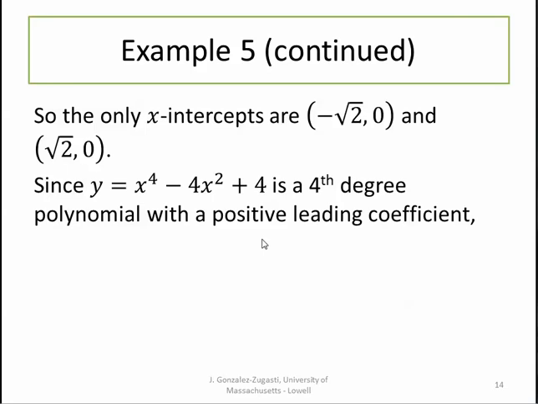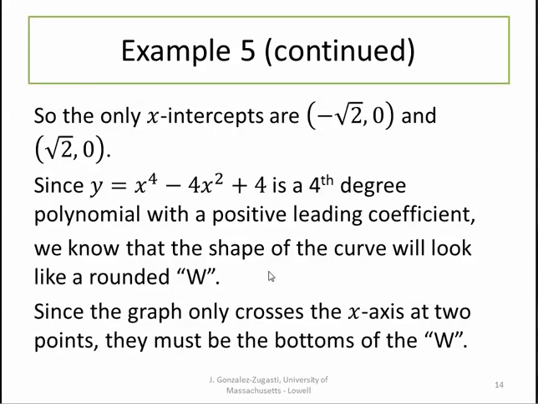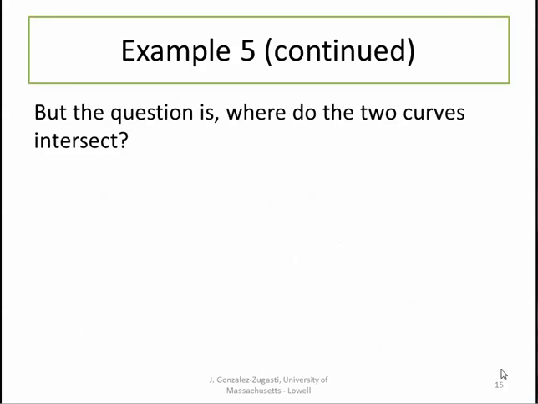And since it's a fourth degree polynomial with a positive leading coefficient, I know that the shape is going to look like a rounded W. Since the graph only crosses the x-axis at 2 points, they must be the bottoms of the W, because if it crossed the x-axis in another way, it either wouldn't cross at all, or it would cross at 4 points, or possibly at 3 points. So it's nice to know what it's going to look like, but this doesn't help us.